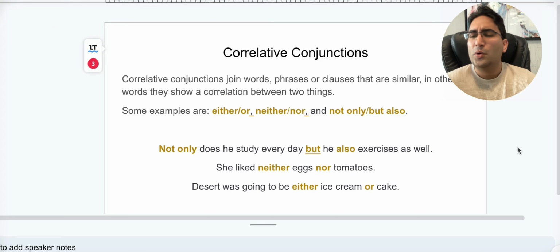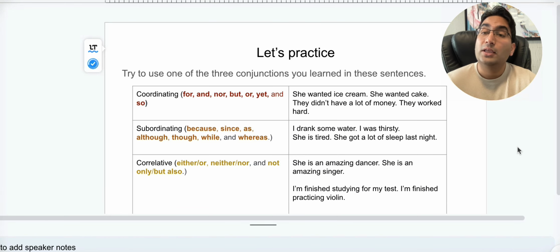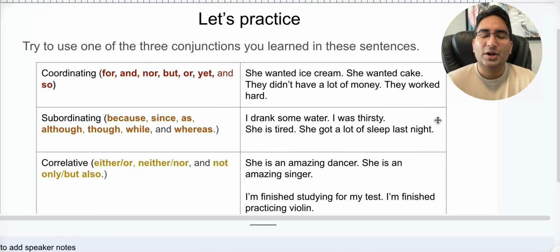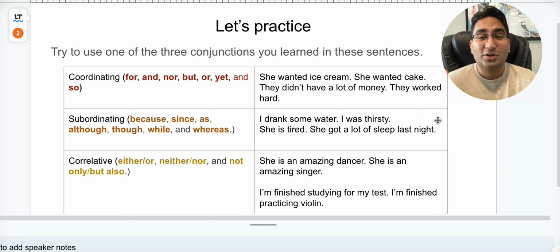Try to comment down below with your versions of these conjunctions and their sentences, and I'll tell you if they're correct or incorrect. This one is a hard thing, okay? This is an exercise for you right here, and it's going to challenge you. So I want to really see if you can do this correctly or not.